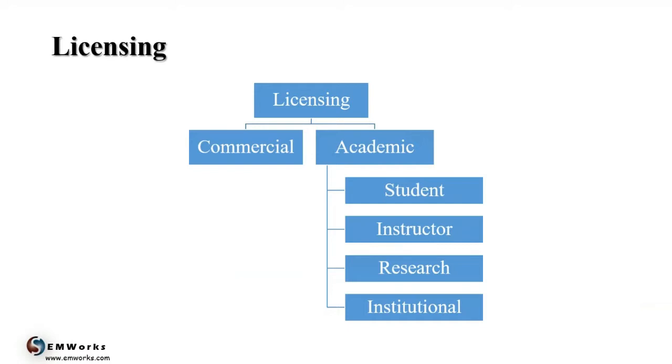Moving on to the licensing structure, we offer 2 tiers of programs. Commercial program, where you can use our software for commercial activities. Then we also offer academic program, and under academic program we offer student license, research license, instructor license, and campus solution.